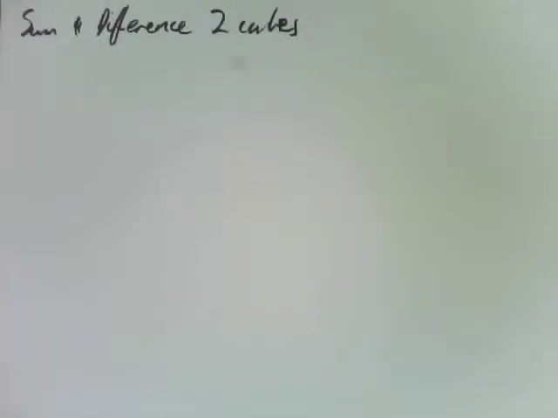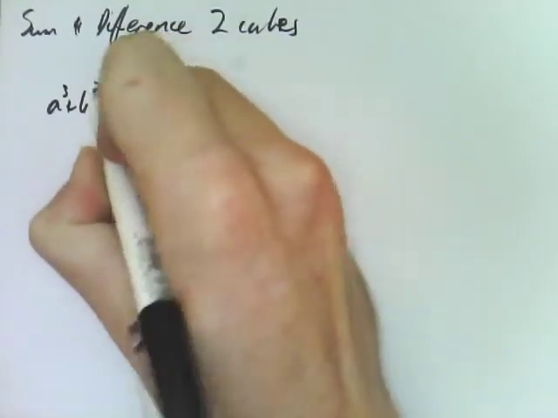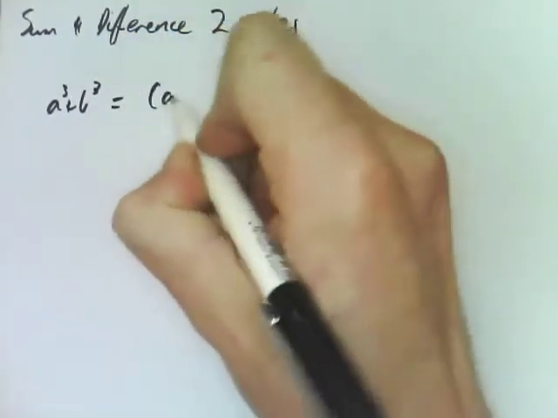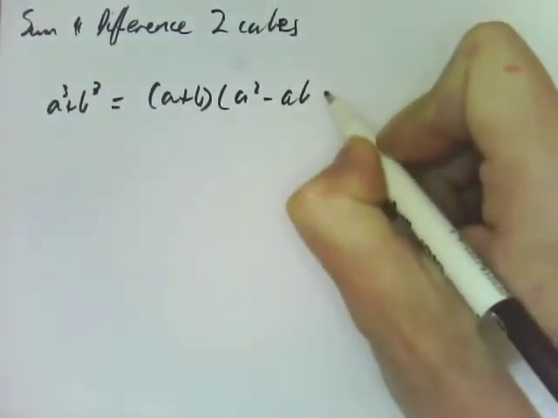Sum and difference of two cubes is very much like sum and difference of two squares. We've done that before, difference of two squares, and we've also done the perfect squares thing. This is exactly the same thing, only dealing with cubes. So if you've got a plus b, and they're both cubed, that comes out to a plus b, a squared minus ab plus b squared.